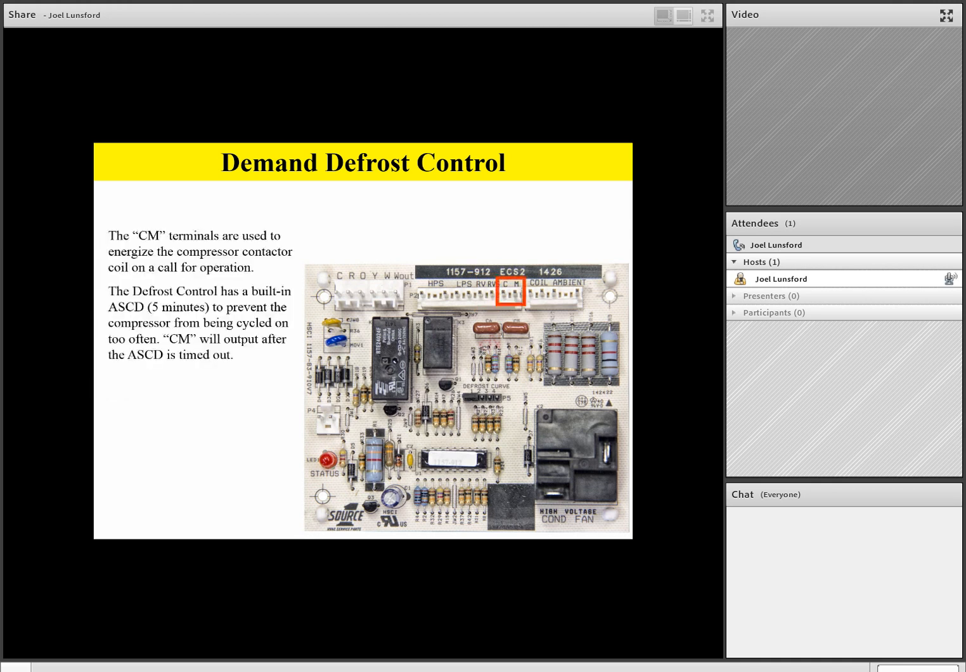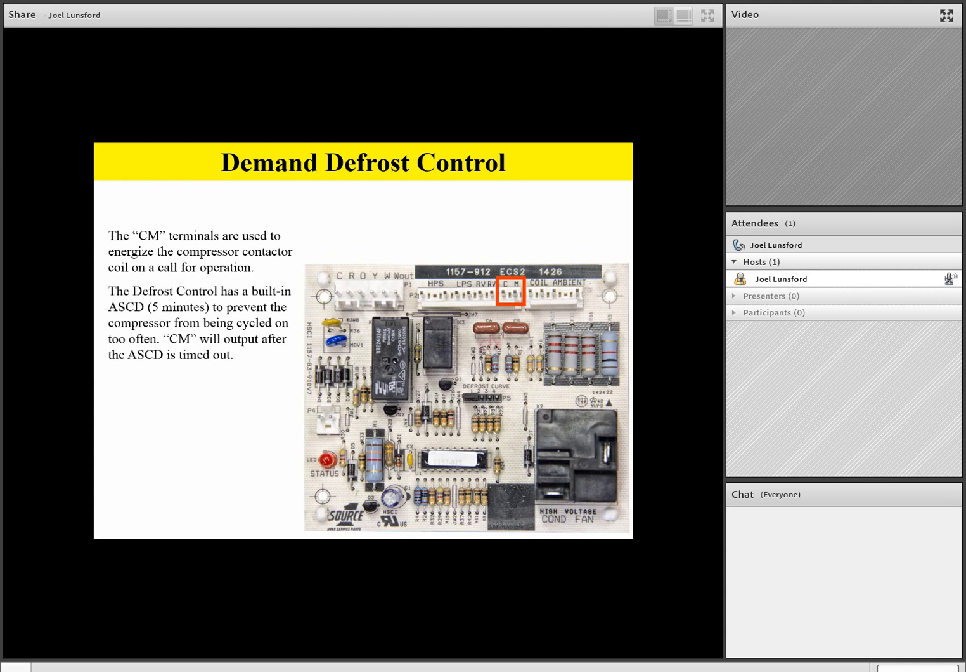The CM terminals or wires on the board are going to be utilized to energize the compressor contactor coil on a call for compressor operation. So anytime we have a Y signal to the board from the low voltage wiring, the board will then interpret that Y signal as a demand for compressor operation. Then, as long as the defrost control with its built-in anti-short cycle timer of 5 minutes has expired, we will then output 24 volts on C and M to bring the compressor contactor coil on. So remember, team, it's actually two functions.